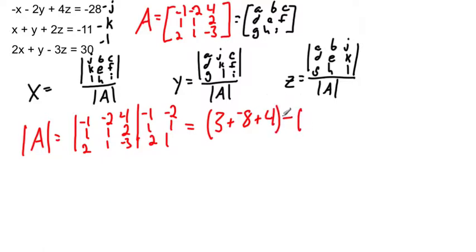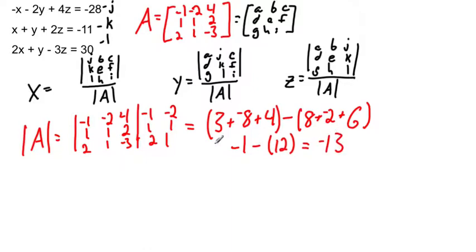And I subtract the sum of the products going from the bottom left to the upper right. So I have 2 times 1 times 4, which gives me 8. 1 times 2 times -1 is -2. And -3 times 1 times -2 is 6. Alright, so I have 3 plus -8, which is -5, plus 4, and that gives me -1. I'm going to subtract 8 minus 2, which is 6, plus 6 is 12. -1 minus 12 gives me -13. So that's going to be the denominator for each one of these problems.